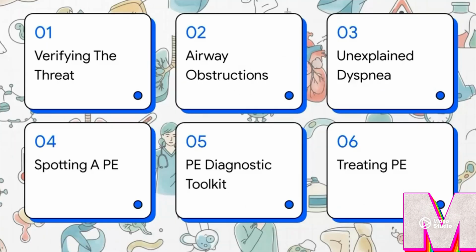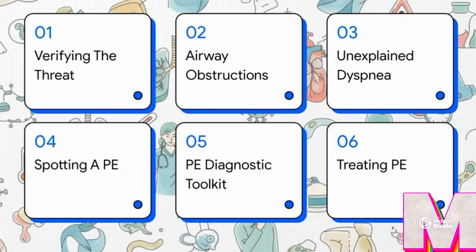So here's our triage board for this explainer. We'll start by verifying the threat. Then listen for the loud alarms of upper airway obstructions. After that, we'll look into medically unexplained dyspnea, spot the silent threat of pulmonary embolisms, unpack the PE diagnostic toolkit, and finally talk about treating those high-stakes blockages.